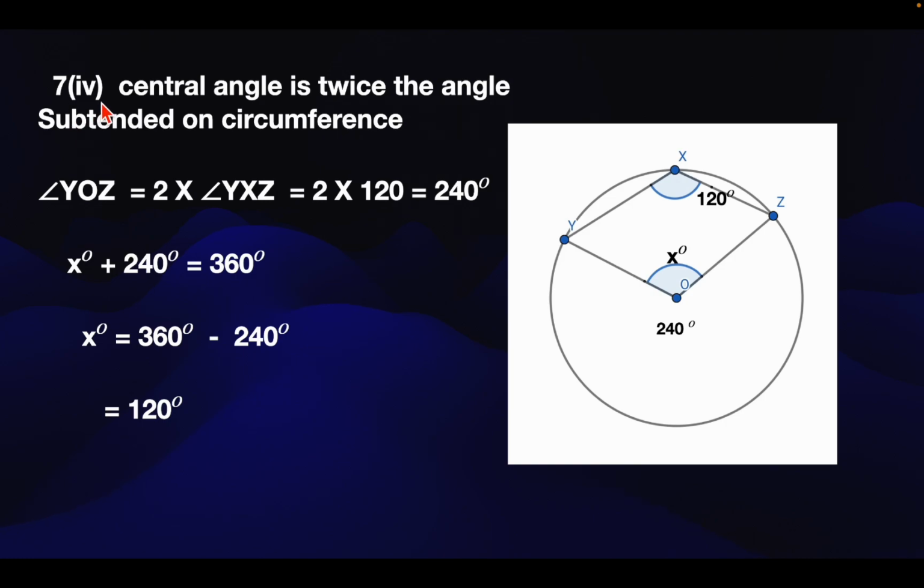7.4. The central angle is twice the angle subtended on the circumference. So here this is the figure and they have given that this angle is 240. So this arc subtends angle 240 at the center and this angle is 120. So this angle x will be 360 minus 240, that is 120.